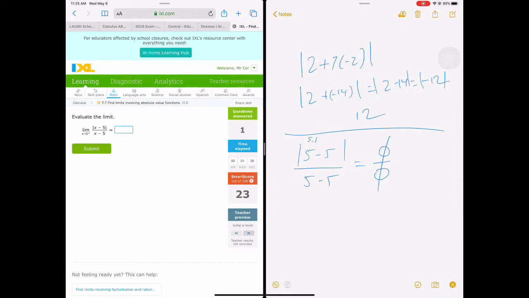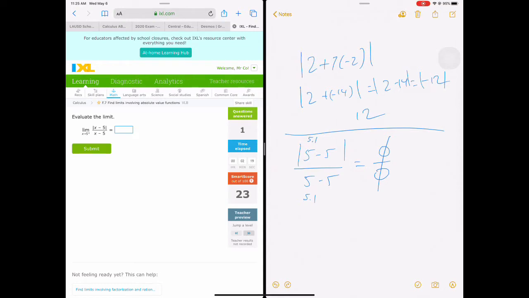Now, in order for us to remove the absolute value, let's just estimate what that would look like. If I plug in a 5.1, that's from the right side. Would that be a positive or negative inside the absolute value? 5.1 minus 5 would give us a positive number. So do I really need the absolute value there?